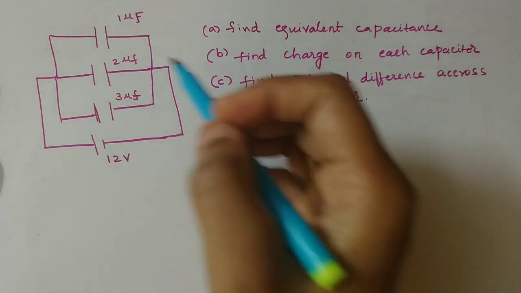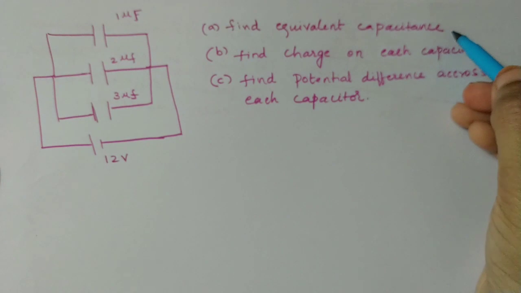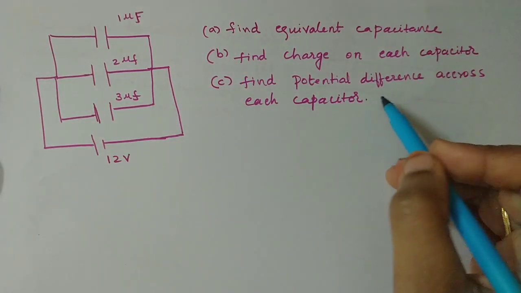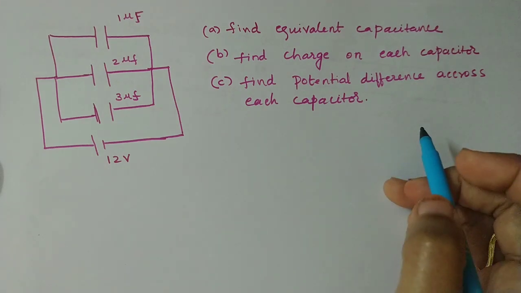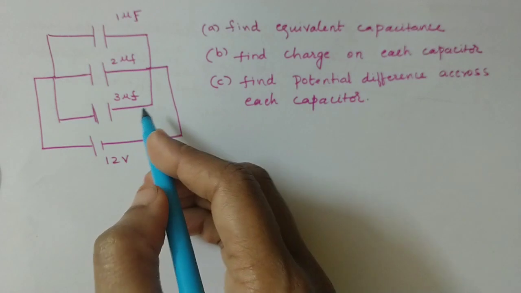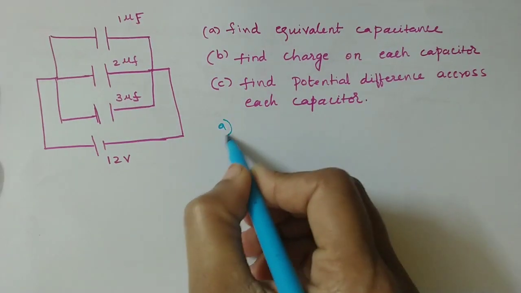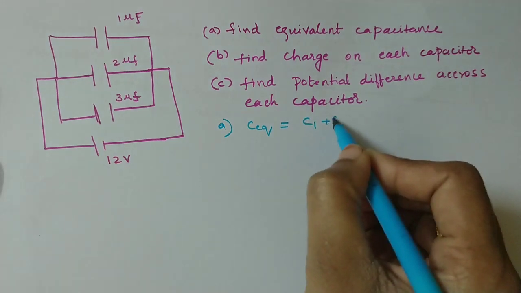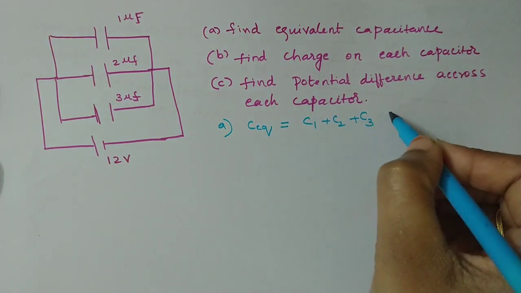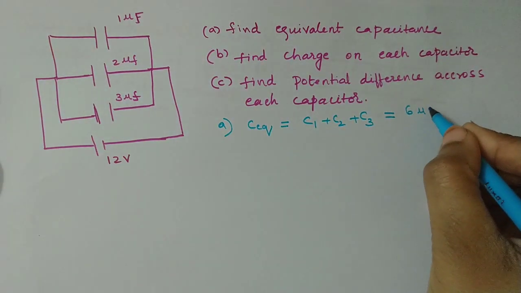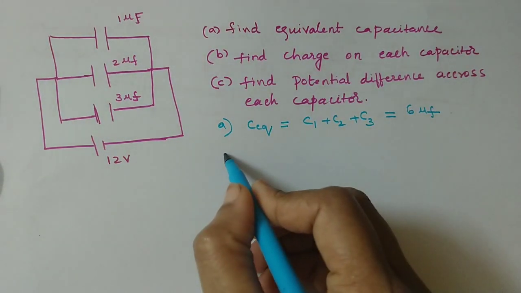Okay, in this question, you have to find the equivalent capacitance, then the charge on each capacitor, and then find the potential difference across each capacitor. See, you are observing that all the three capacitors are in parallel combination. So you can easily find the equivalent capacitance. We know in parallel combination, equivalent capacitance is C1 plus C2 plus C3. Add the values, 3 plus 2 plus 1, that will be 6 microfarad. This will be the answer for the first bit.